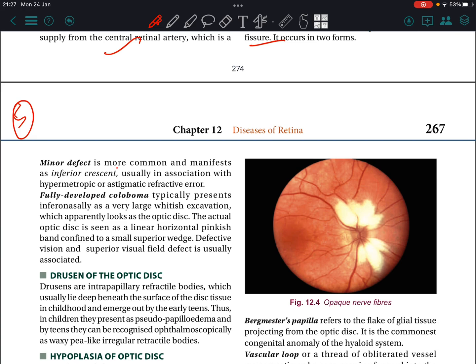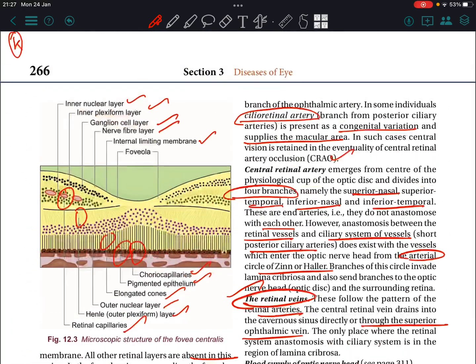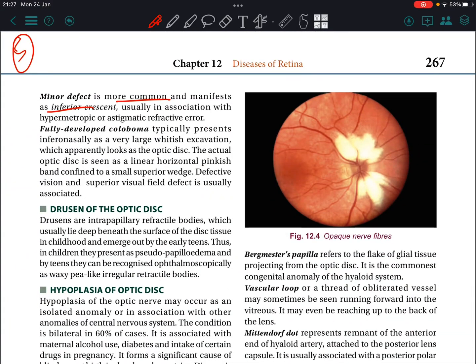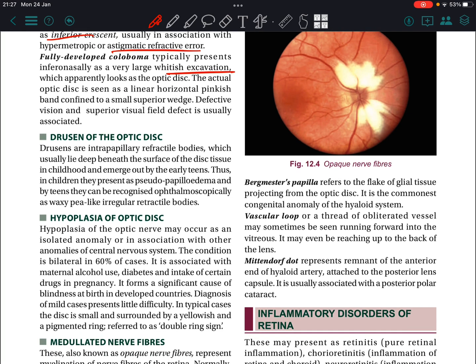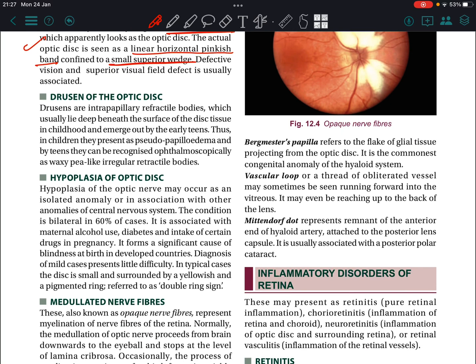The minor defect is more common and manifests as an inferior crescent, usually associated with hypermetropic or astigmatic refractive error. Fully developed coloboma typically presents inferonasally as a very large white excavation which apparently looks like the optic disc. The actual optic disc is seen as a linear horizontal pinkish band confined to a smaller superior edge. Defective vision and superior visual field defect are usually associated.